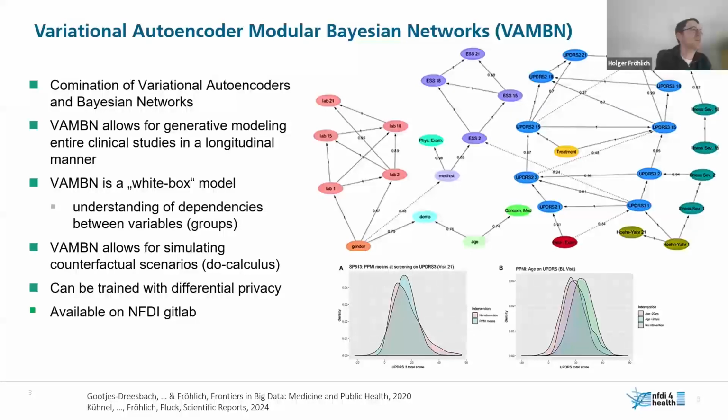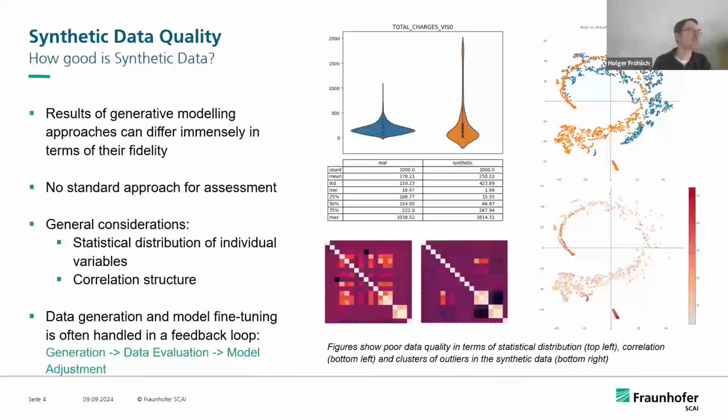So the Wammen model can also be trained in a differential privacy respecting manner, and it is available on the NFDI GitLab. And it's also updated. In the meantime, we have a second version, and we are now working on a third version of it. So this is in essence the backbone for generating synthetic data.